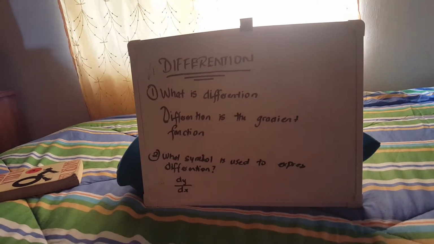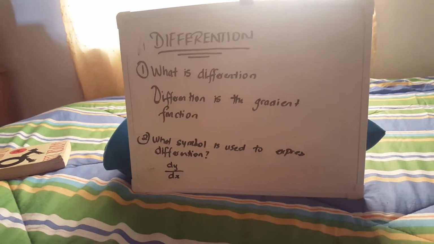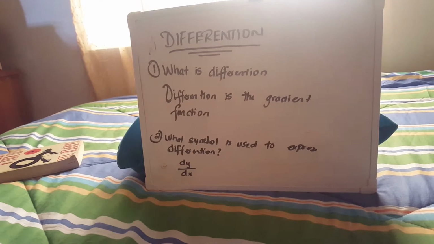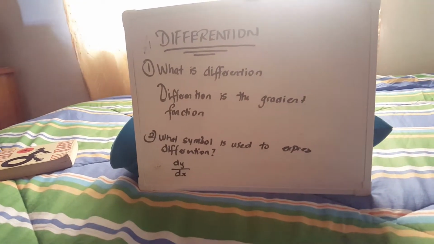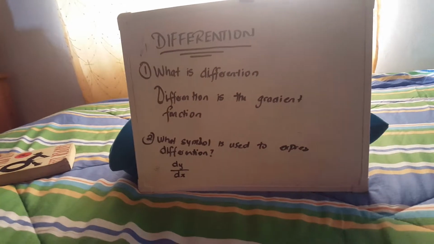Today we're going to be talking about differentiation. So in order to talk about differentiation, we need to know what it is. Basically, differentiation is just the gradient function, and it is expressed by the symbol dy by dx. That's just how it is.